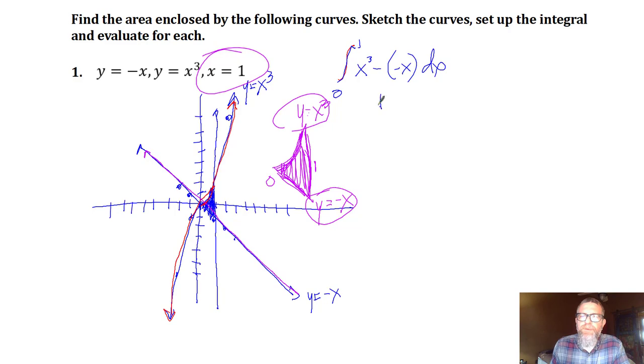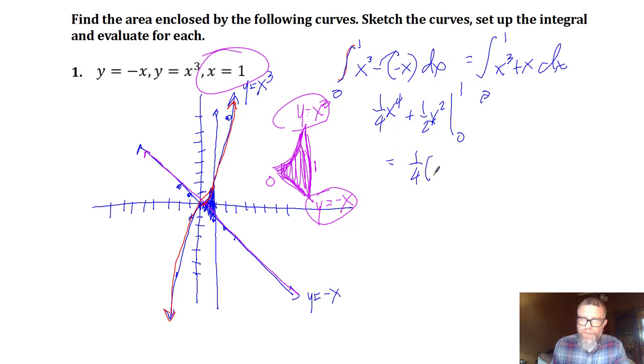So we're going to take the antiderivative of this. These two negatives become positive, so actually, let me rewrite that. It's x cubed plus x. That's what we're going to be taking the antiderivative of. So it's going to be 1/4 x to the 4th plus 1/2 x squared from 0 to 1.